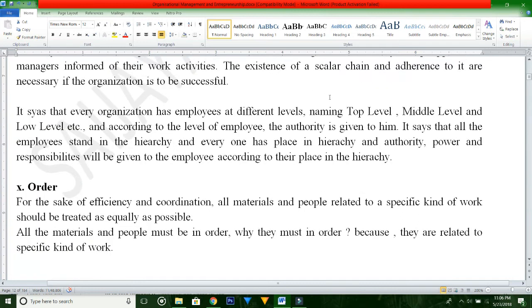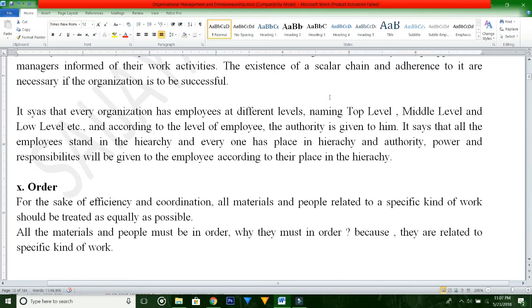It says that every organization has employees at different levels, namely top level, middle level, and low level, and according to the level of the employee, authority is given. All the employees stand in the hierarchy and everyone should have a place in the hierarchy and authority. Power and responsibility will be given to the employees according to their place in the hierarchy.